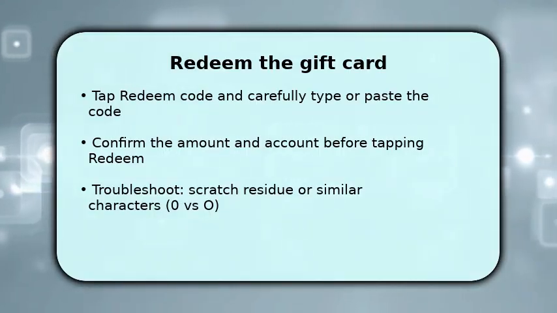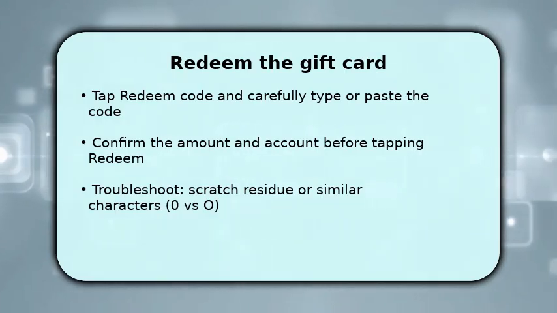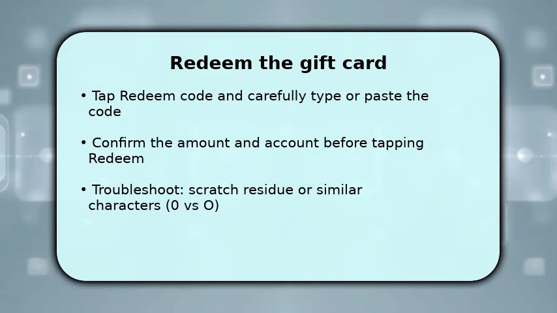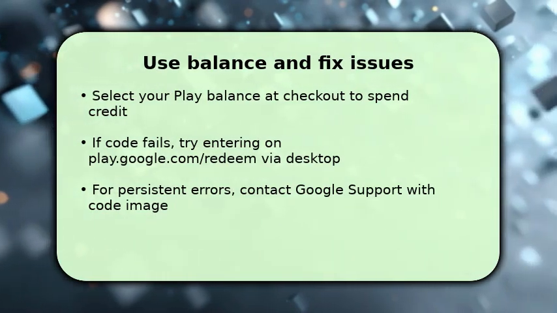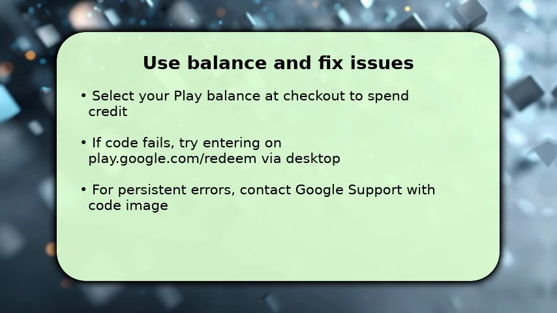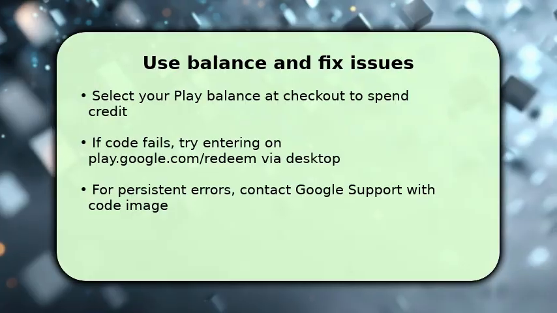Make sure to check characters like 0 versus letter O to avoid an invalid code error. Finish by choosing Play Balance at Purchase Checkout so the gift credit applies first. If Play Store says the code is invalid, try redeeming it at Play.Google.com/redeem from a browser. Sometimes the app caches.